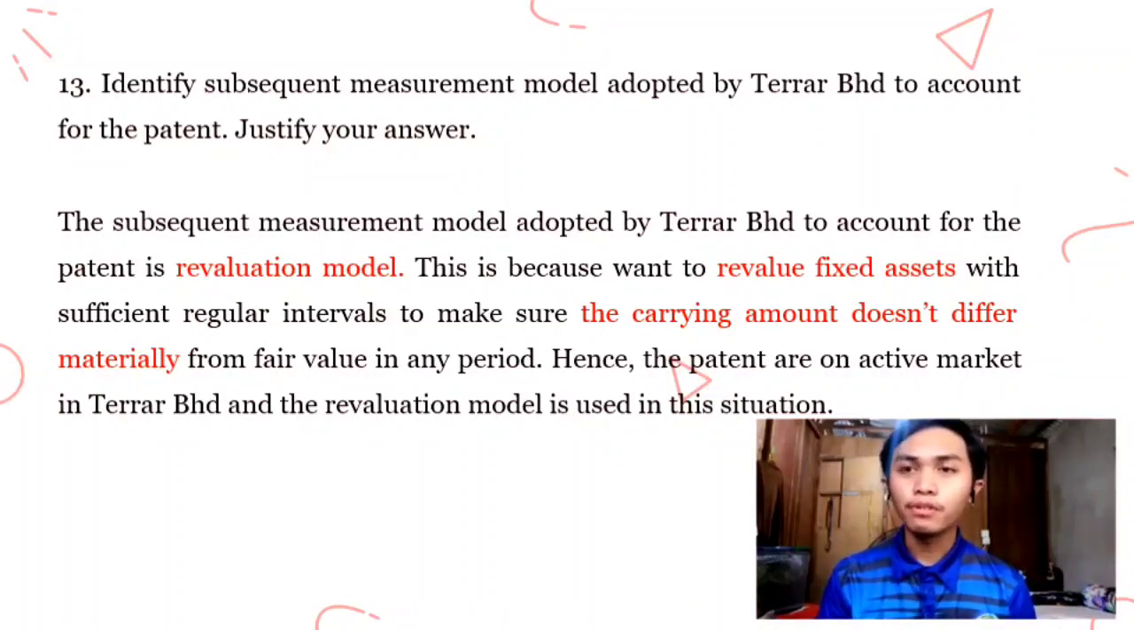And meanwhile for 2019, this company wants to revalue the amount once again, but this time for RM 4 million only. Hence, the patent is on an active market at Terhar Berhad, and the revaluation model is used in this situation. Thank you.